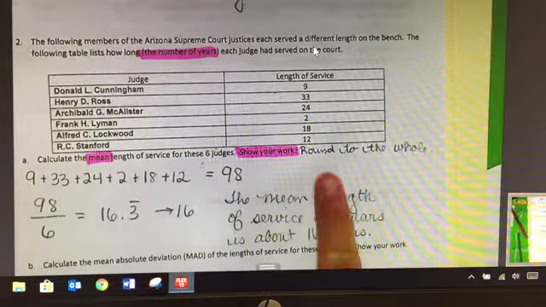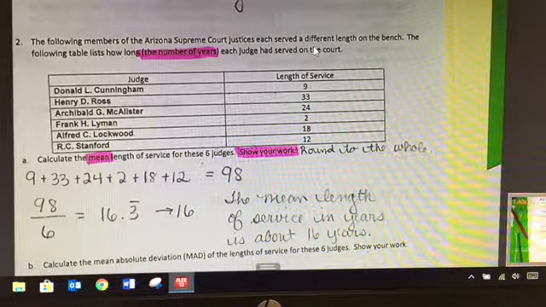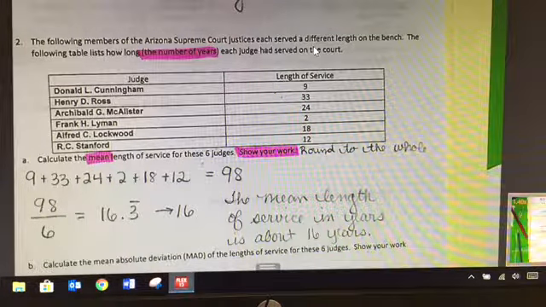But remember I told you guys we were adding that direction in? You do not do it on the test unless it tells you to round. If it doesn't tell you to round, don't round. If it tells you to round to the hundreds, round to the hundreds. You round to what it tells you to. But we added that direction in.